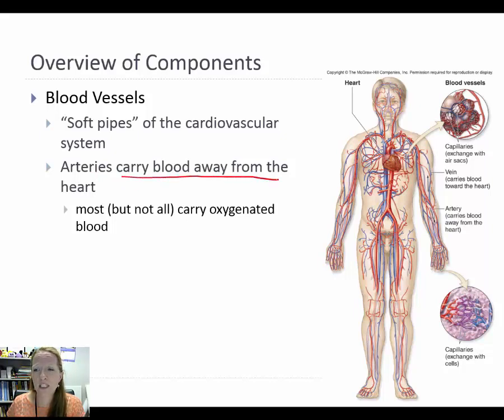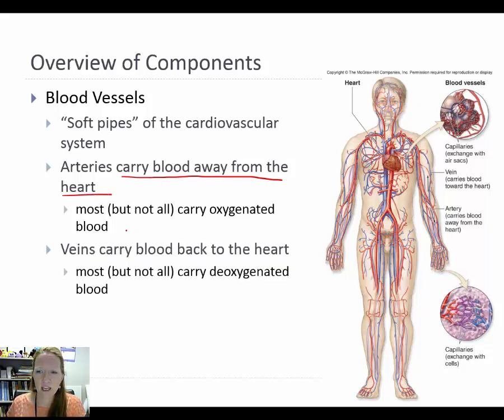It is always going to carry blood away from the heart. And that brings us to veins. Veins are going to bring blood back to the heart. So most of the time it's deoxygenated blood, but not always. Just like whenever you put that little asterisk beside words saying not always, but most of the time, it's going to carry deoxygenated blood. So again, we're going to be taking a look at this exception to the rule when we get into the heart. And we'll also take a look at it in fetal development as well.